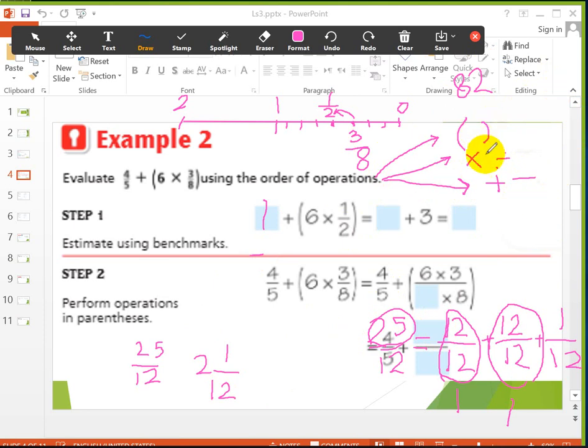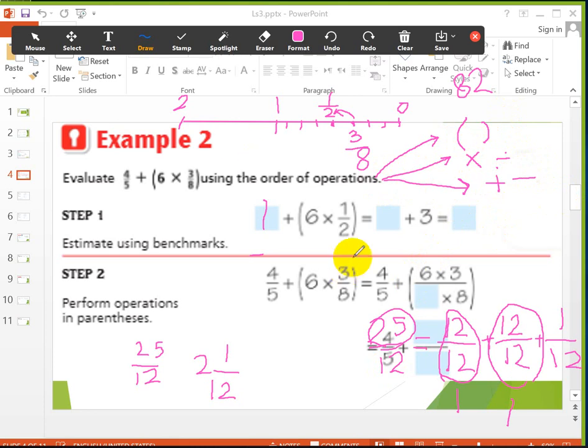Which one you don't understand? Which one? You have to specify for me. You have to specify which example or which step. So I have to start with parentheses. Then I have to multiply and divide. Last, I have to do addition and subtraction.